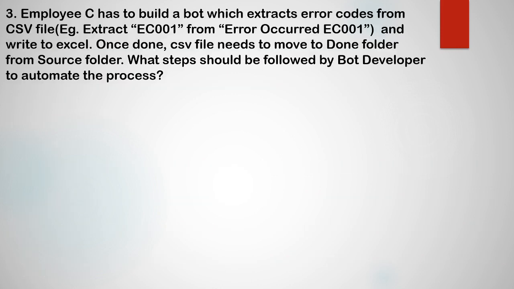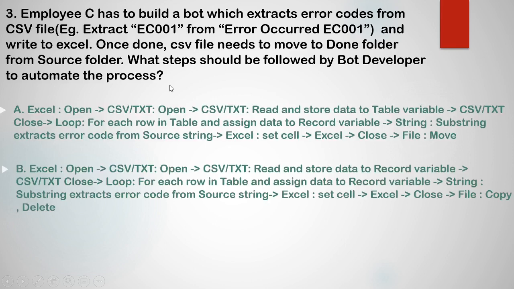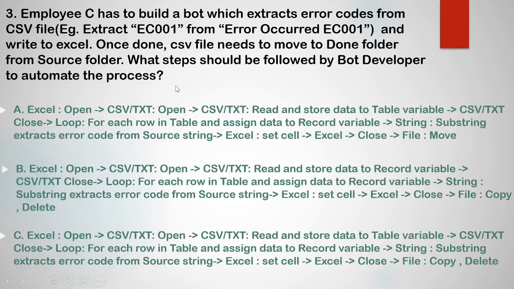Employee C has to build a bot which extracts error codes from CSV file. For example, from the string error occurred EC001, you'll have to extract the error code EC001 and write them to Excel. Now once done, CSV file needs to move to done folder from the source folder. So what steps should be followed by bot developer to automate the process? And these all are the options to this question.